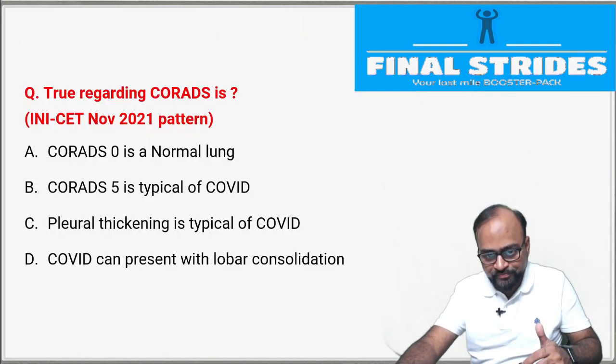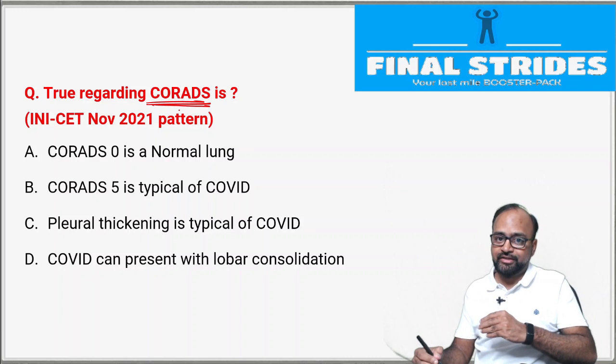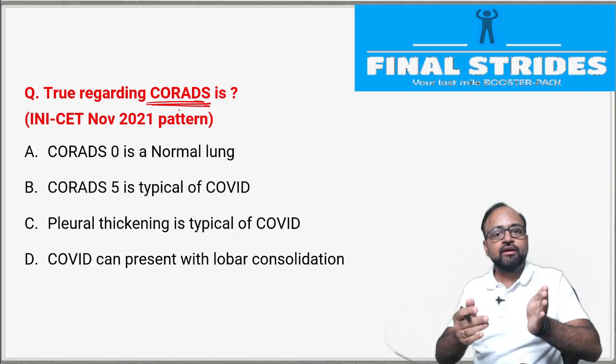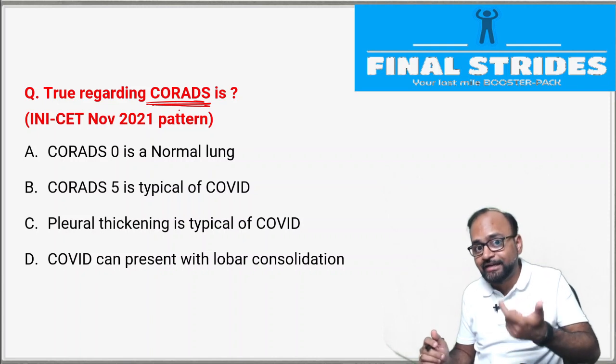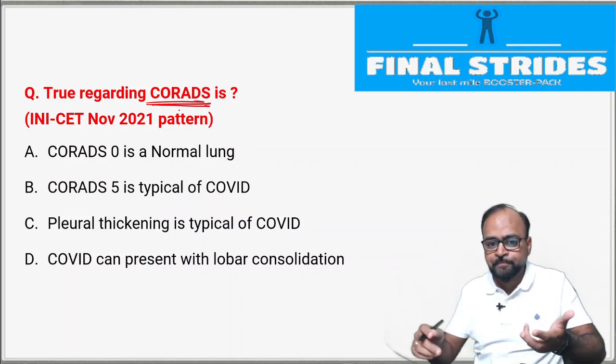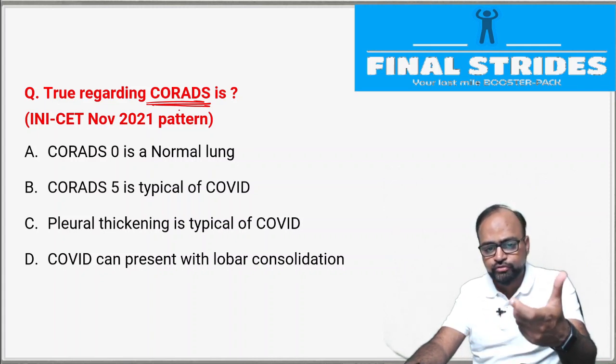Yes. So true regarding CORADS is, what is this CORADS? It is COVID reporting and data system. Specific guidelines which were similar to what you have studied in BIRADS, breast imaging reporting and data system, right? So this was a recently asked question. CORADS 0 is normal, 5 is typical, pleural thickening, COVID can present as lobar consolidation. Which of this is true?